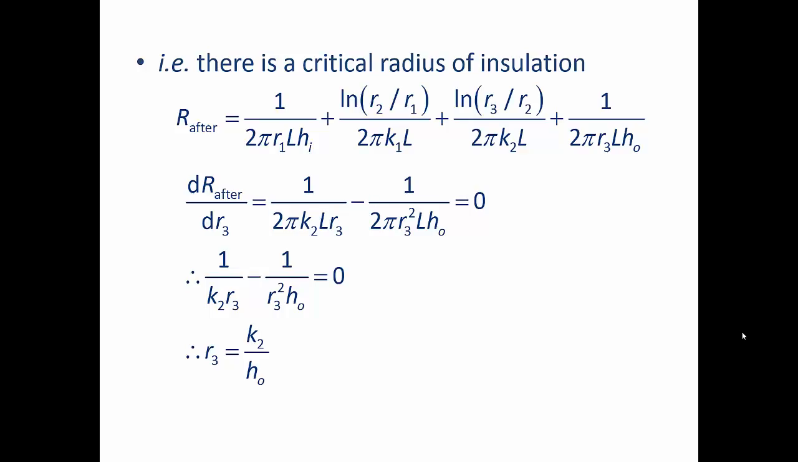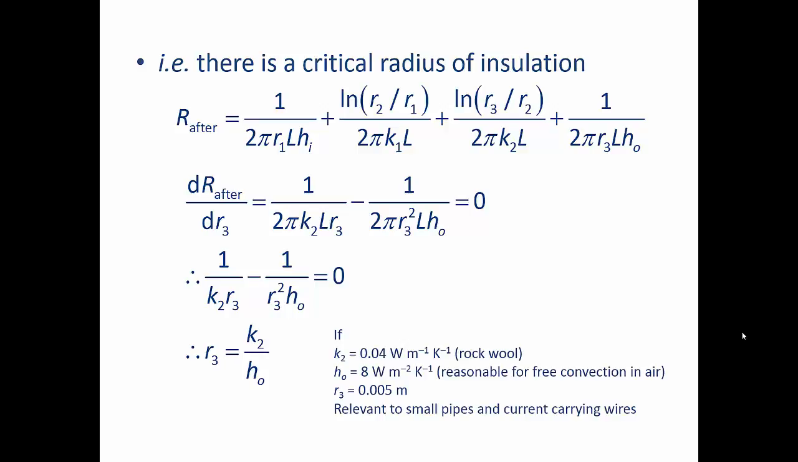This means that overall there is a critical radius of insulation, and you need to basically add more than this for insulation to have a benefit. We can obtain that by taking the R after resistance, differentiating that with respect to R3 and setting the result to 0. Most of the terms then cancel out, and we get a very simple result that the critical radius of insulation equals the ratio of the thermal conductivity of the insulating layer to the convective heat transfer coefficient outside of the furnace.